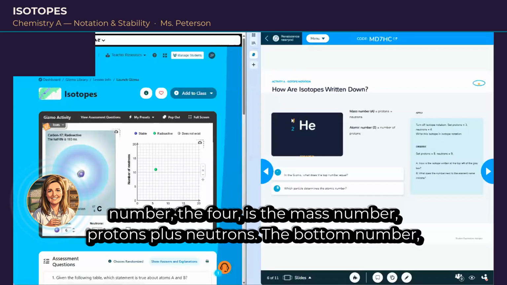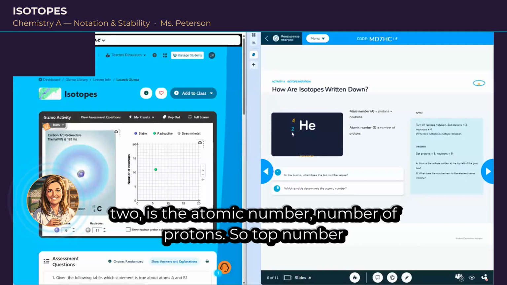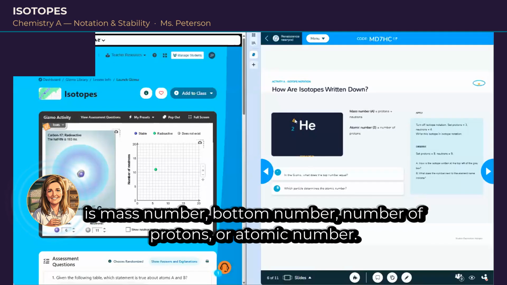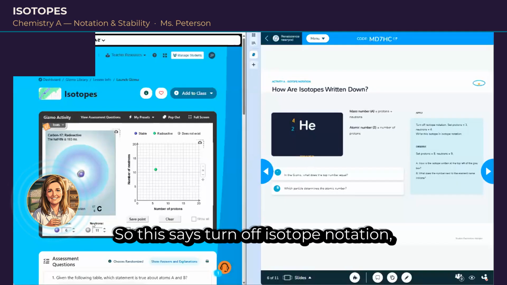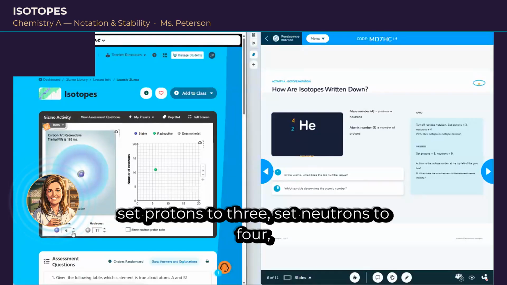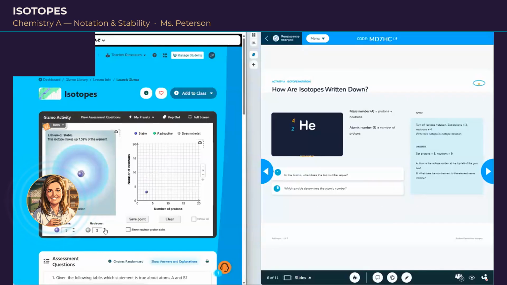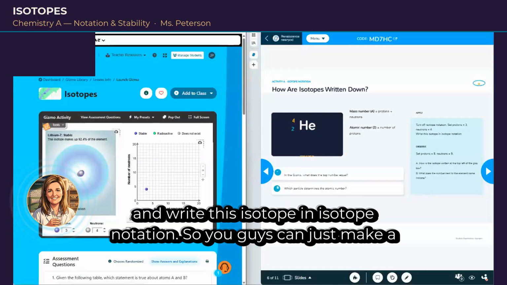So this top number, the 4, is the mass number, protons plus neutrons. The bottom number, the 2, is the atomic number, the number of protons. Okay, so top number is mass number, bottom number is number of protons, or atomic number. Okay, so this says turn off isotope notation, set protons to 3, set neutrons to 4, and write this isotope in isotope notation. So you guys can just make a little note of that.